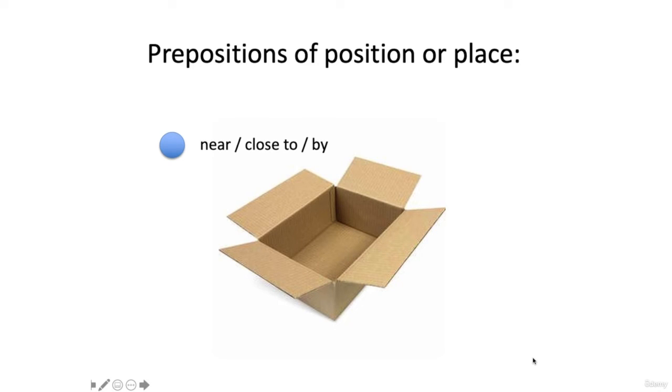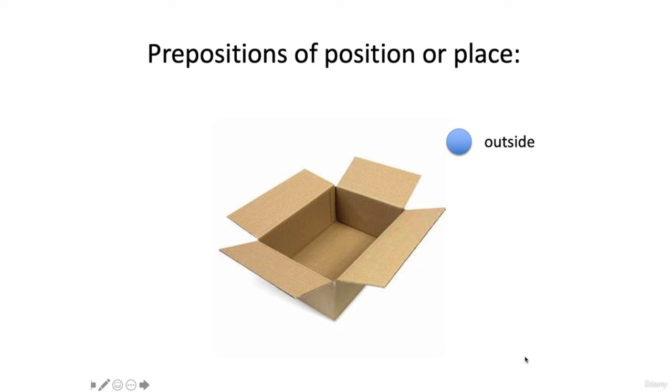Near, close to, by. The blue dot is near the box. These three prepositions indicate a small distance between the subject and the object. We only use to with close, close to. In or inside. The blue dot is inside the box. In and inside mean the same thing. Outside. The blue dot is outside the box.